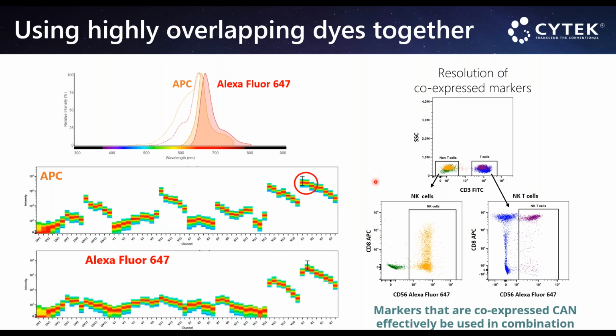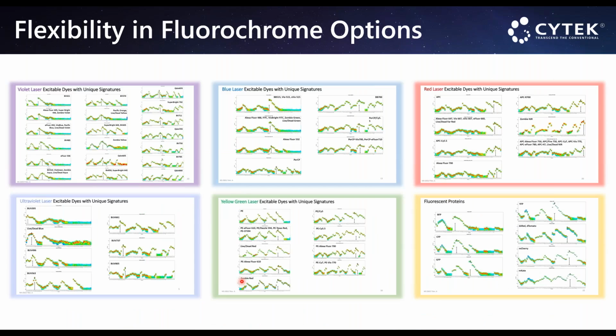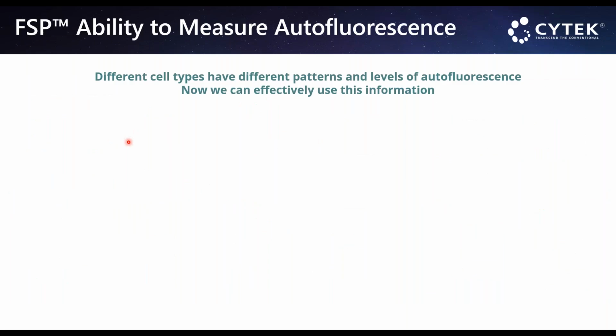In this case, we're running them on co-expressed markers, CD8, CD56, and these 2. So this is a demonstration that even fluorochromes with highly overlapping signatures can be used effectively in combination. And what this means, from a broader perspective, is there are so many more fluorochromes available to you when designing your panels. In this case, we've tested at this point over 90 dyes with many unique dyes on every one of the different lasers. Just as an example, on the violet laser, this shows 19 unique dyes with unique signatures.